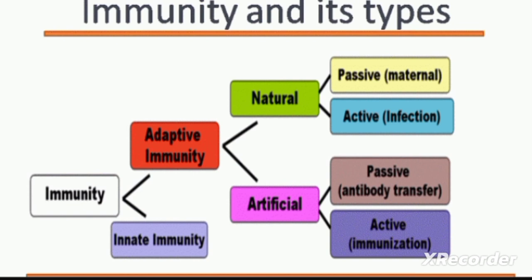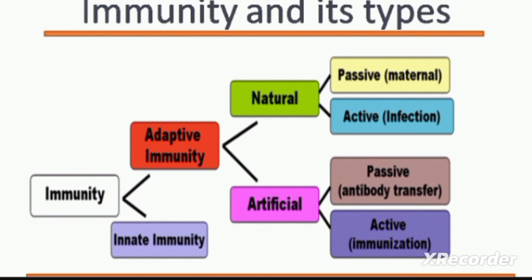That is known as acquired. Acquired means acquired during the lifetime. That's why it is known as acquired immunity or adaptive immunity. I already told that it is again divided into natural immunity and artificial immunity. In natural, there is passive immunity, natural passive immunity.